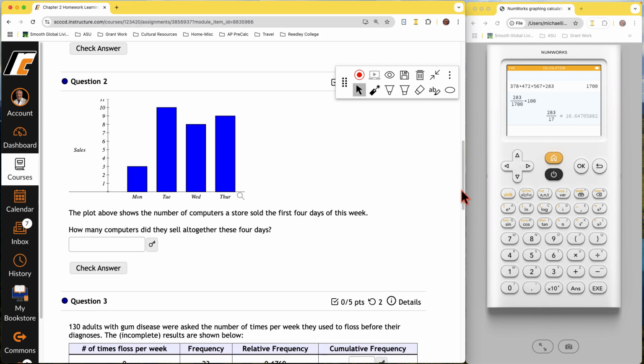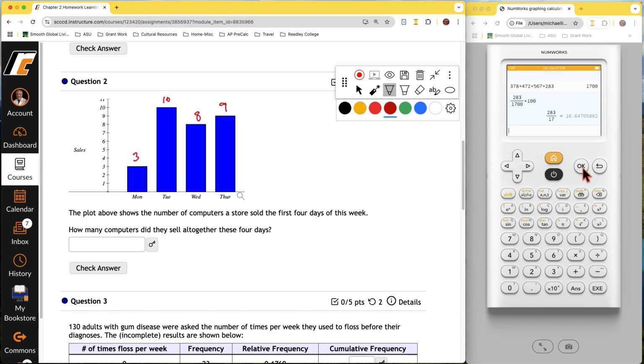So for question 2, the plot above shows the number of computers a store sold the first 4 days of the week. How many computers did they sell all together these 4 days? 1, 2, 3, 4. So for this, we need to know the total. There was 3 here. Over here, that looks like 10. Let's see, this looks like 8. And this looks like it must be 9. So we add those all together.